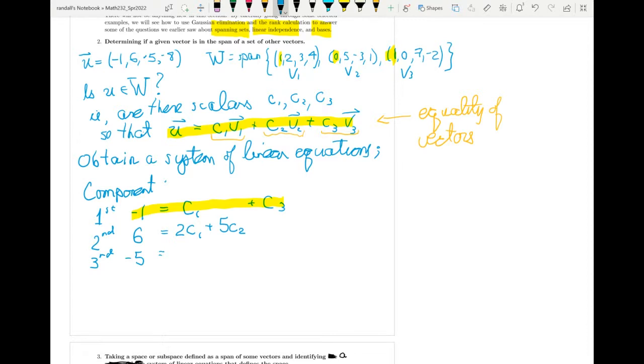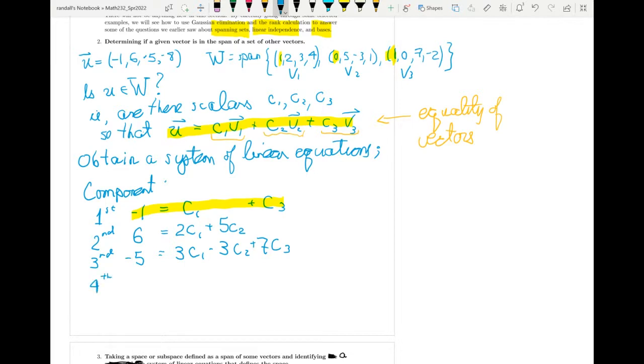And then I start at the left again. I look at the vector C1 V1. Its third component is 3 in V1. So the third component of C1 V1 will be 3C1. I go to the vector V2. Its third component is -3. So the third component of C2 V2 will be -3C2. I look at the vector C3 V3. Its third component is 7, right? Good, 7. So its third component will be 7C3, plus 7C3.